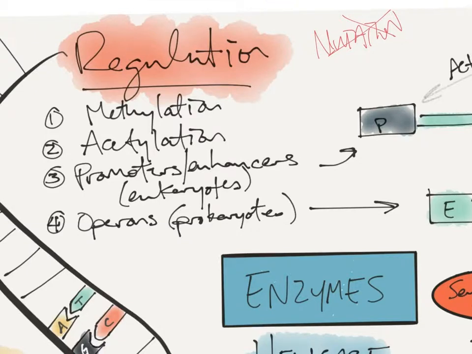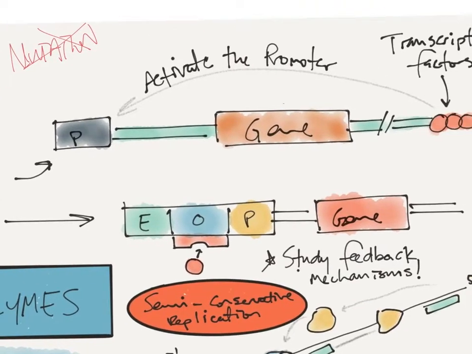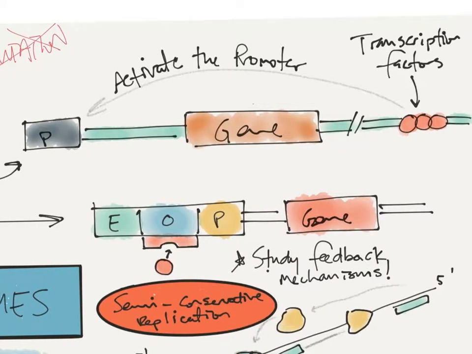We've also got transcription controls when we're looking at eukaryotes versus prokaryotes. In eukaryotes, we have these things called promoters and enhancers. I've got a simple diagram over here. So here is a simple eukaryotic gene. On one region upstream from the gene, we have a promoter. Then we've got our gene. And then somewhere downstream, we've got these transcription factors, or enhancers.